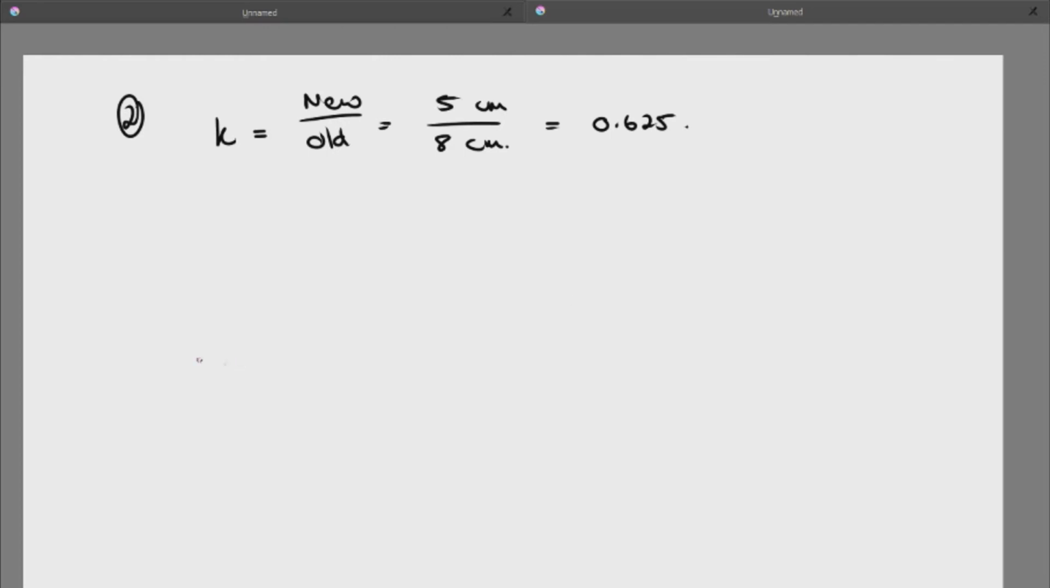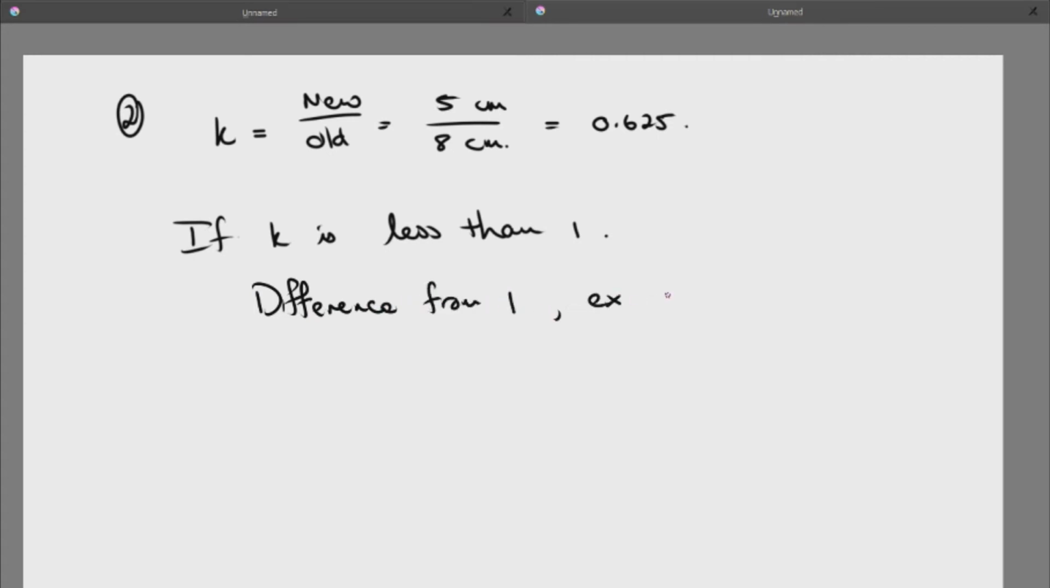So now I have something less than 1. So if k is less than 1, it means my original was 1. So now I've made a smaller new shape. I just want to lay it out the same as we did here. So I'm going to look at the difference from 1, in this case it is 0.375, that I make a percentage. And again, this isn't the only way, I just want to do it like this for consistency, based on how the questions will mainly be phrased.